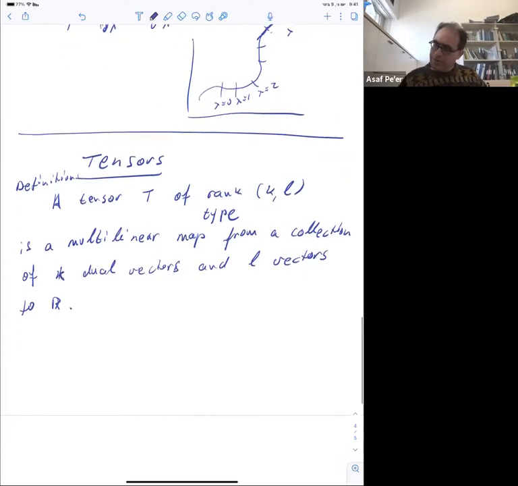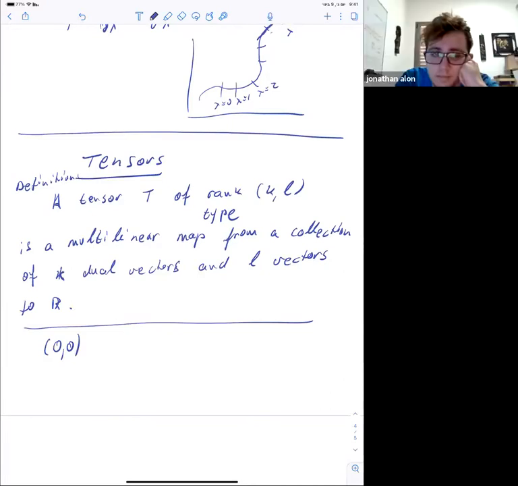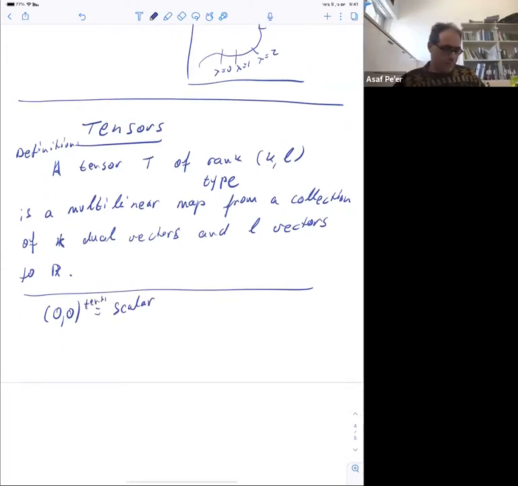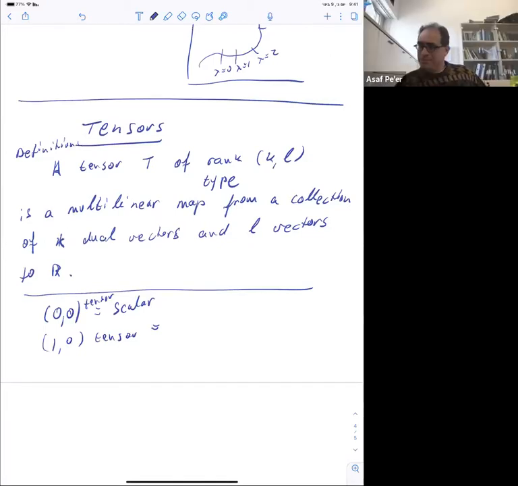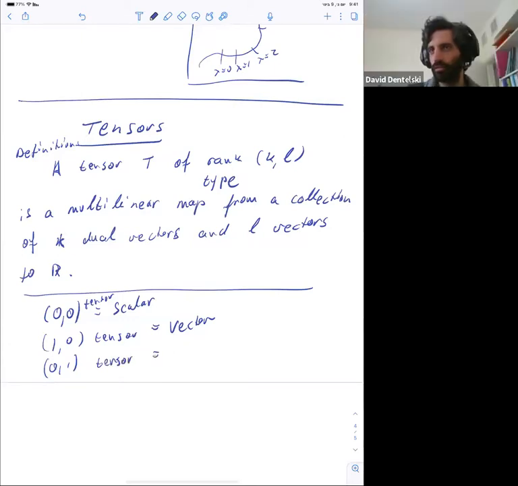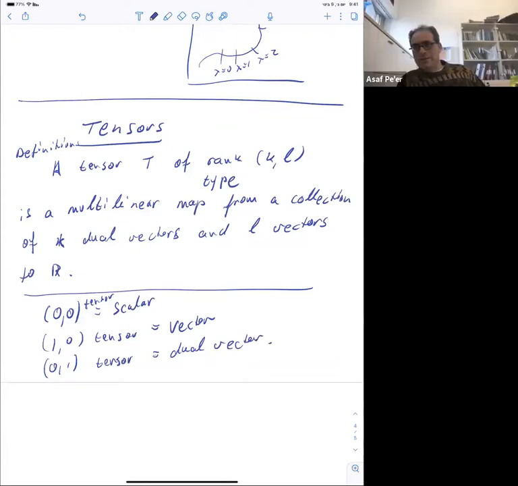So using this definition, when I say a (0,0) tensor, what do I mean? Scalar. It's a scalar. What is a (1,0) tensor? Vector. This is a vector. What is a (0,1) tensor? Dual vector. Dual vector. Cool, isn't it?